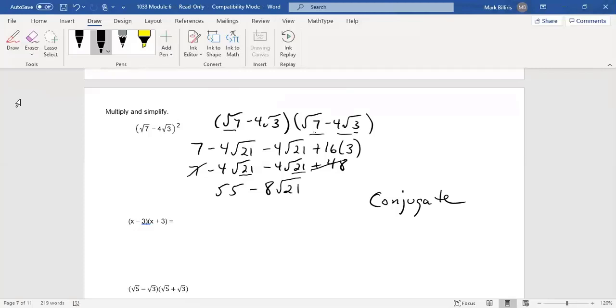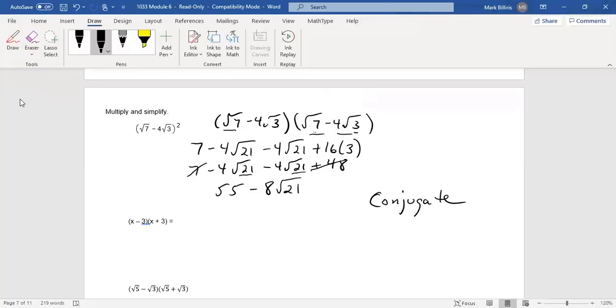When I look at these factors, x minus 3 and x plus 3, notice they're exactly the same with the exception of one's a subtraction problem, the other's an addition problem. These are conjugates of one another. Look what happens when we multiply a factor times its conjugate.